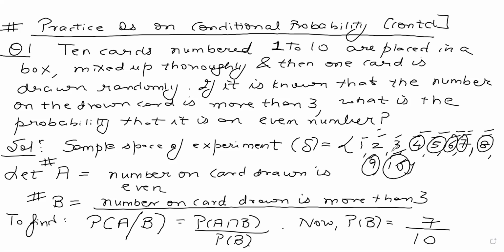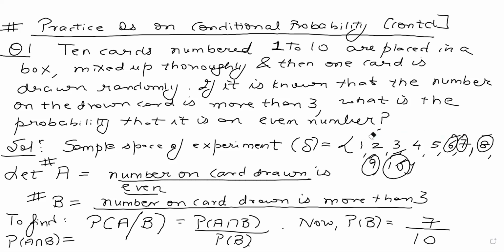What is the probability of A intersection B? So let's find this out now. Probability of A intersection B will mean the probability that the number on the card drawn is even and the number on the card drawn is more than 3. So if I combine A and B, it means all even numbers more than 3. Now look at the sample space. How many even numbers do I have more than 3?